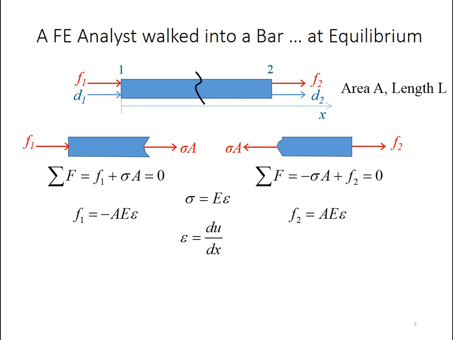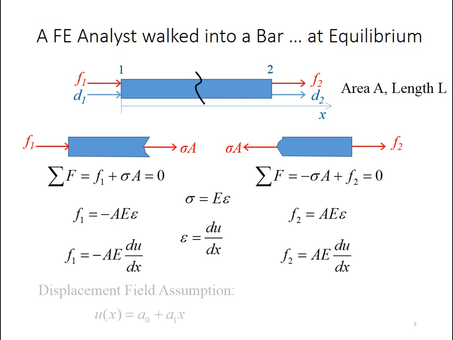So epsilon is equal to the derivative of displacement, the displacement variable u, with respect to position x. This, by the way, notice it's not a partial derivative because x is the only independent variable. When I apply that, I get two differential equations.